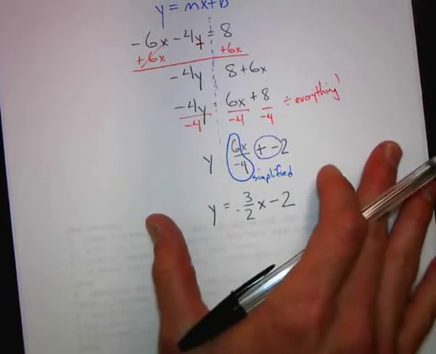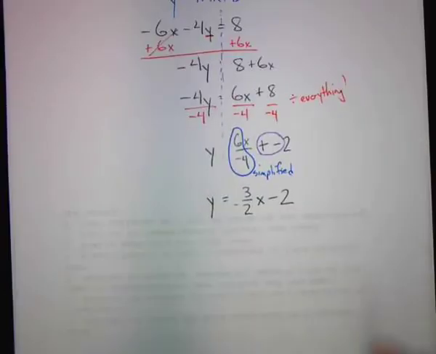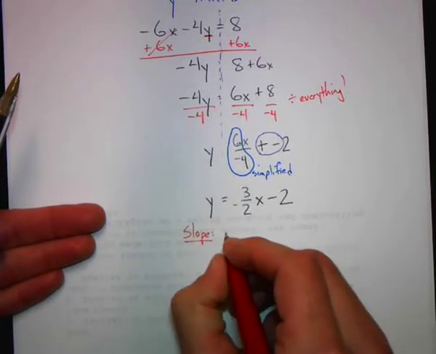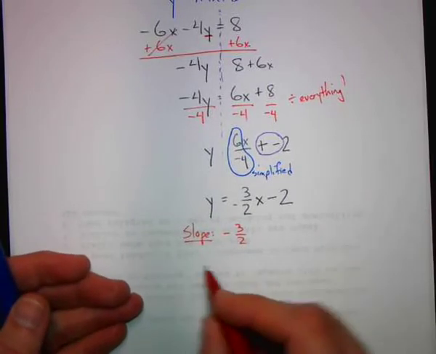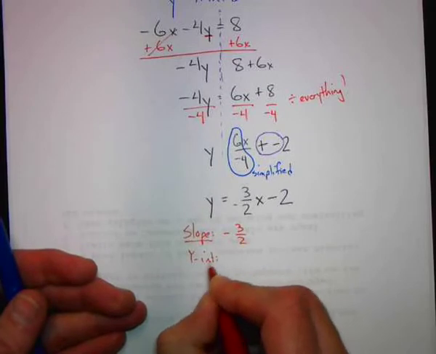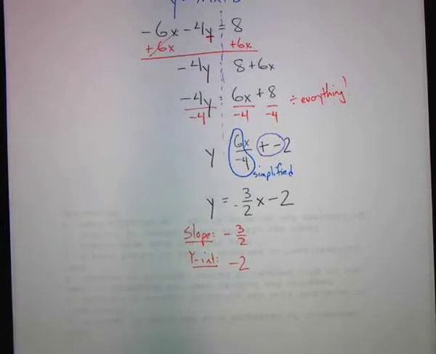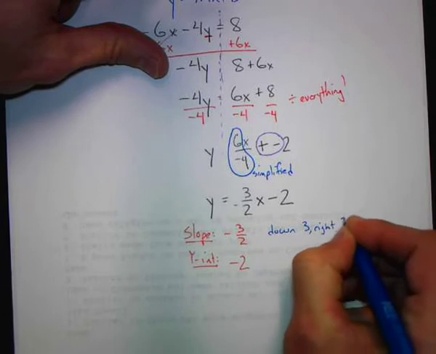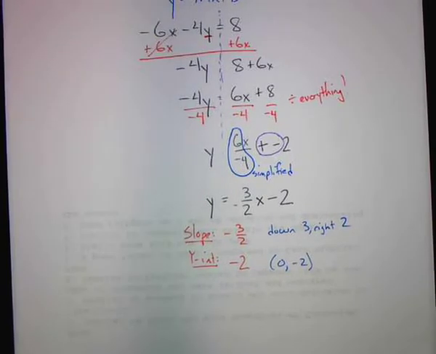Now, what did we have to do once we had them rewritten? We had to identify the slope and the y-intercept. So we look at our equation in slope-intercept. We can clearly see that the slope is -3 over 2. Okay, we can go down 3 and right 2. And the y-intercept is at -2. Okay, so we can also describe the slope of going down 3, right 2, and we can find that the y-intercept is the ordered pair 0, -2.